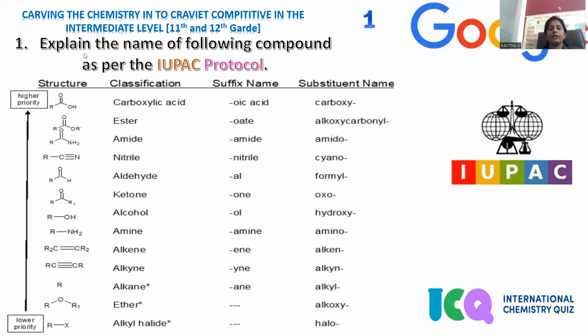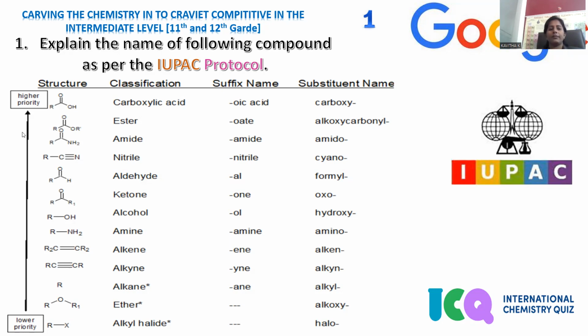Question number 1: explain the names of the following compounds as per the IUPAC protocol. IUPAC denotes International Union for Pure and Applied Chemistry. IUPAC gave certain guidelines in order to name different compounds. Here, certain functional groups are provided, along with their classification. The suffix we use in an organic compound, and if the same group works as a substituent, what will be its name? Everything is explained in detail. This entire table is given by the IUPAC protocols.